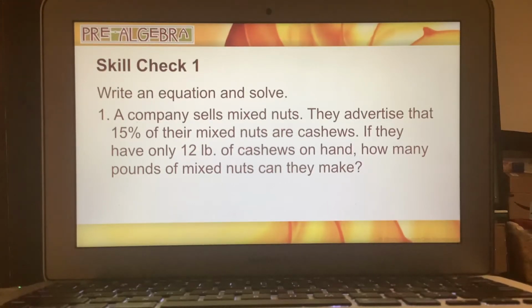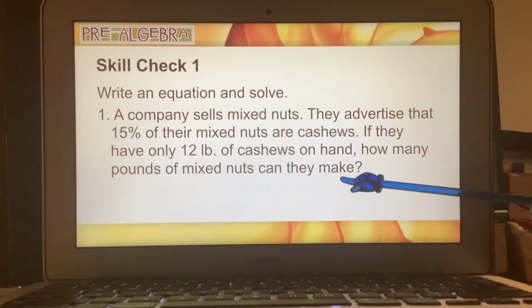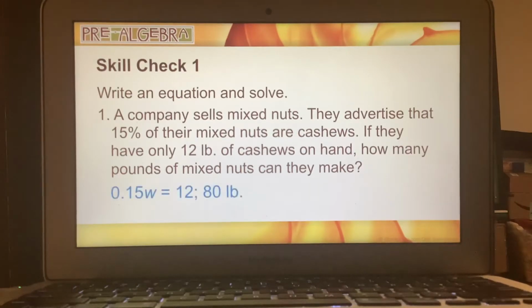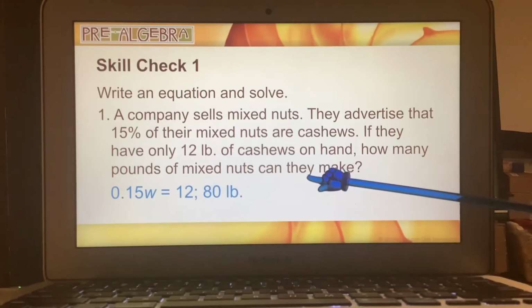So first of all, we need to find the variable. That means you look to the question: how many pounds of mixed nuts can they make? That is going to be our variable. So W represents the whole amount of mixed nuts.